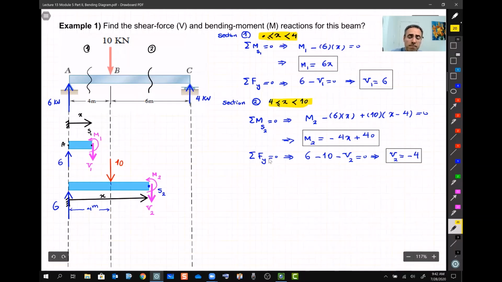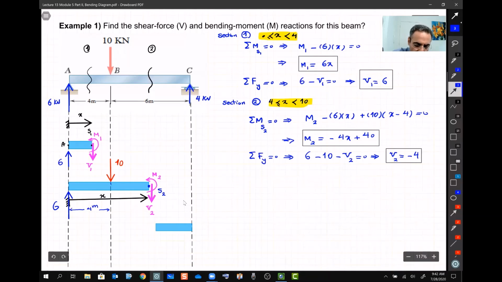Okay. So just for this example, we don't need to do that. What if somebody picks the left, draws the left diagram, right? When that person does section 2, he or she realizes that for section 2, it's better to use the right side. Let's try that one and see if we get the same answer.